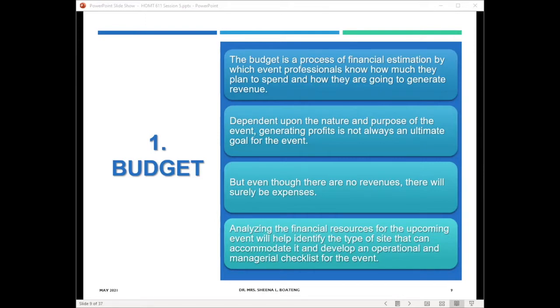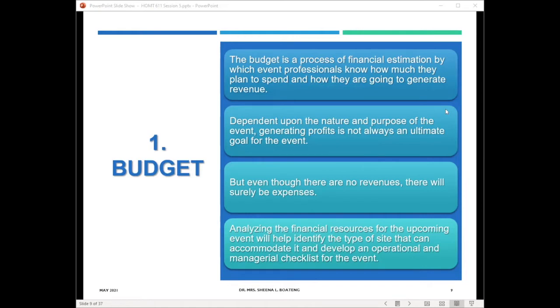It's about being able to execute an acceptable event within the limited budgets that you have, right? Yes. Good. But regardless of whether or not there's a profit motive, definitely you will have some expenses because you have to spend money to plan and organize the event, isn't it? Yes. Good. So budgeting is important because it helps you to know the resources that you have and plan on how to spend within the means of the resources that you have.